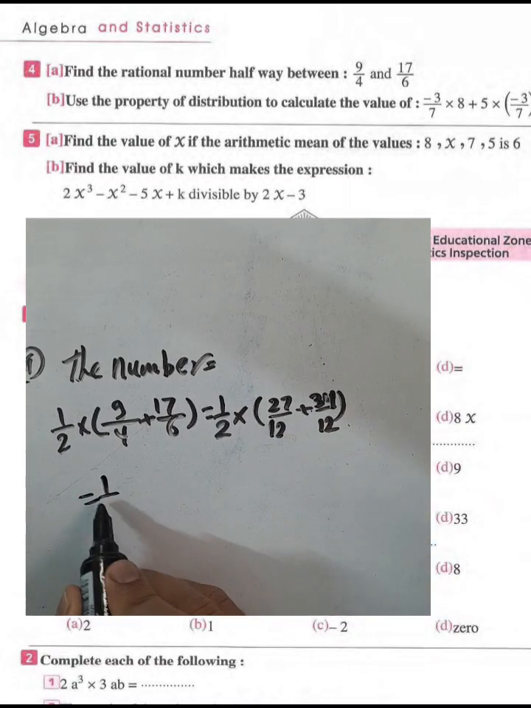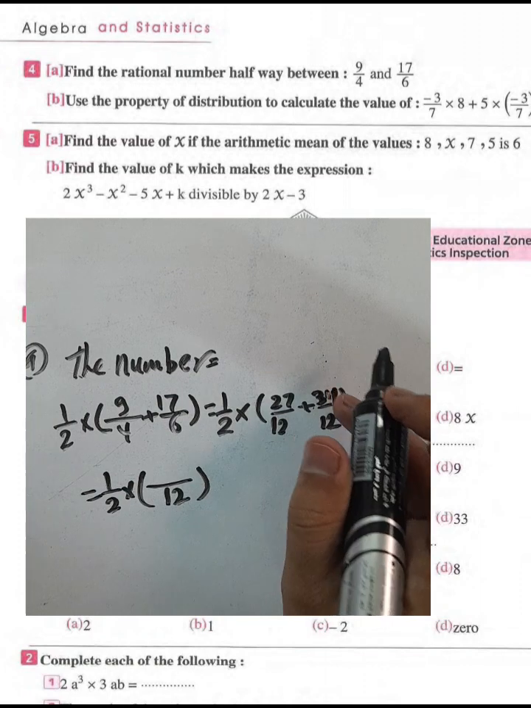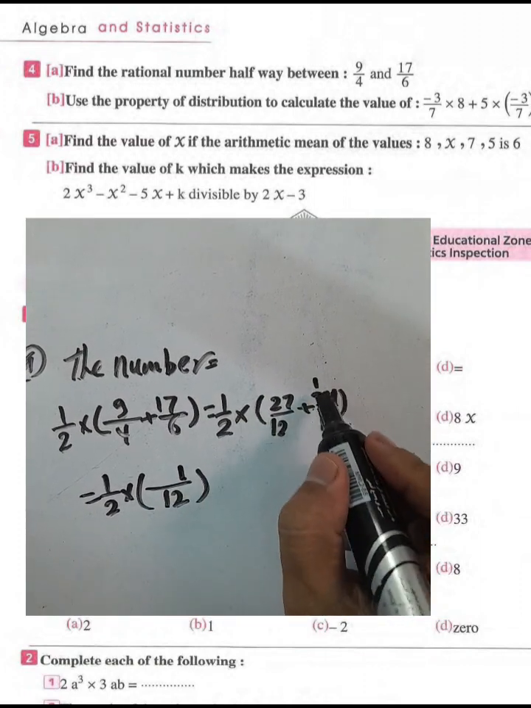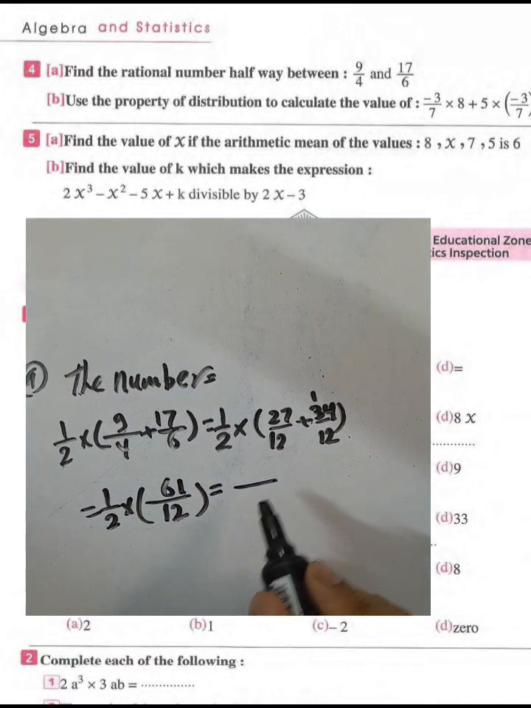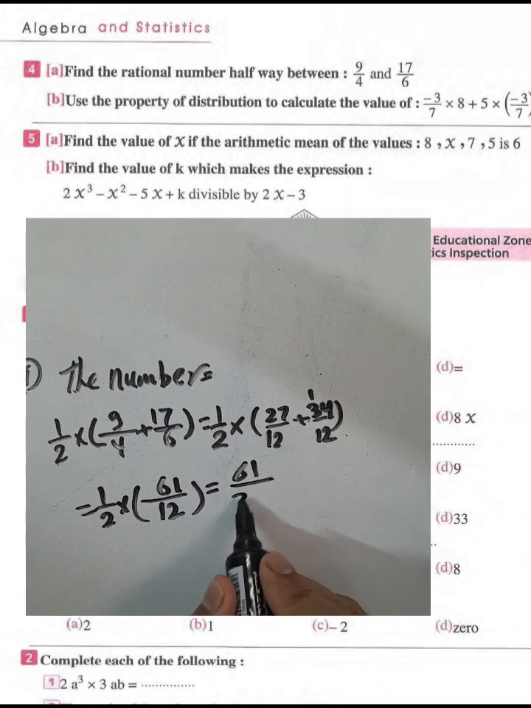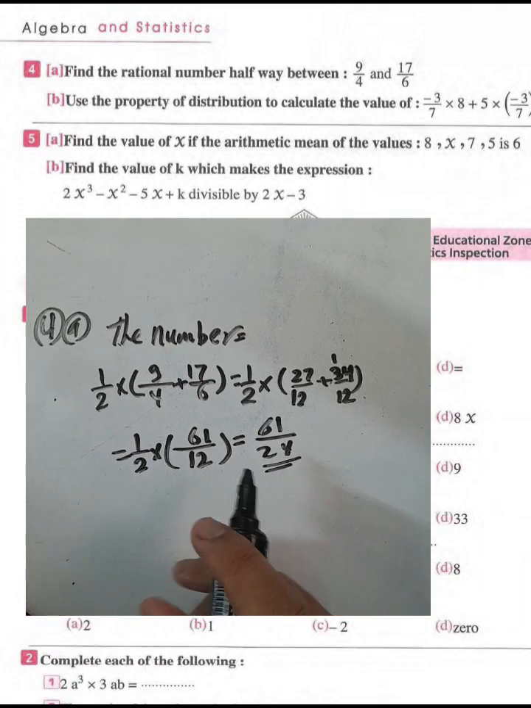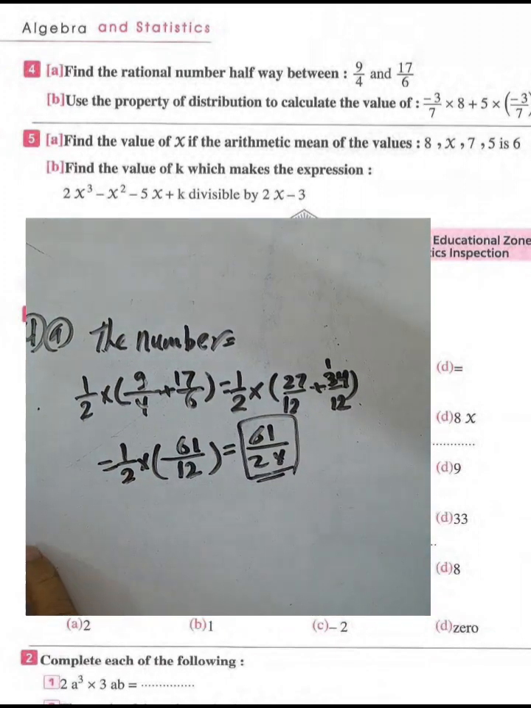Then we can write half and write 12 in the denominator, and 34 plus 27: 7 plus 4 equals 11, write 1 and carry 1, 3 plus 1 is 4, 4 plus 2 equals 6. Then we can write 61 over, 2 times 12 will be 24. This is the number we want to find. The number lies in the middle between the two numbers 9 over 4 and 17 over 6. The result will be 61 over 24.